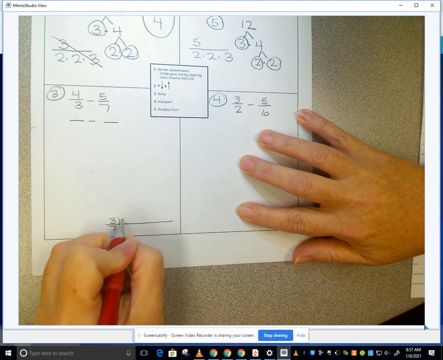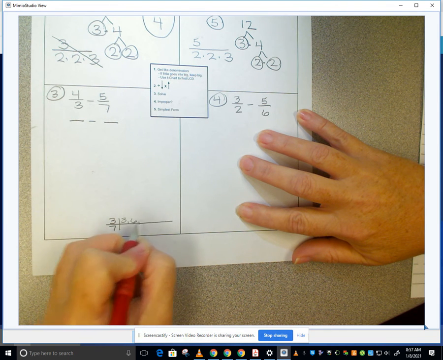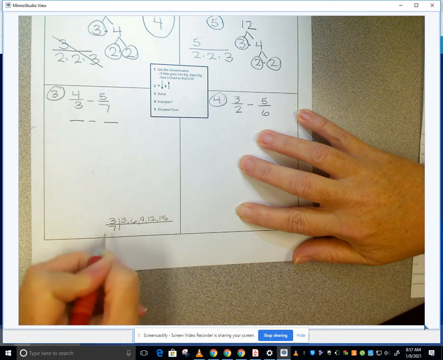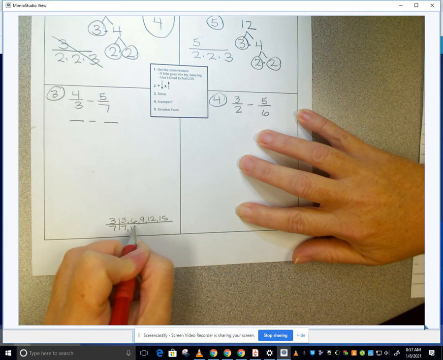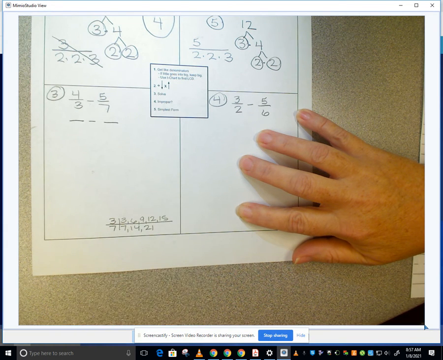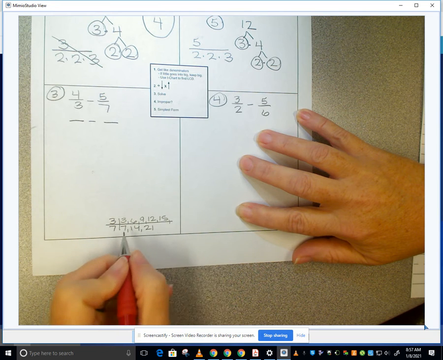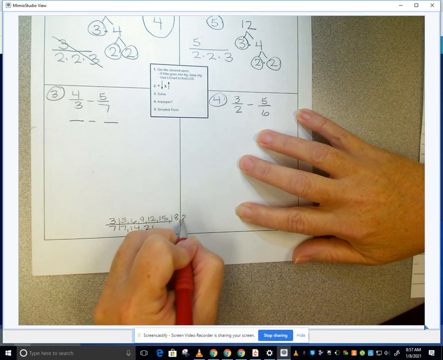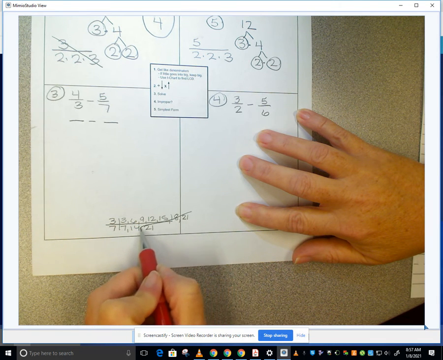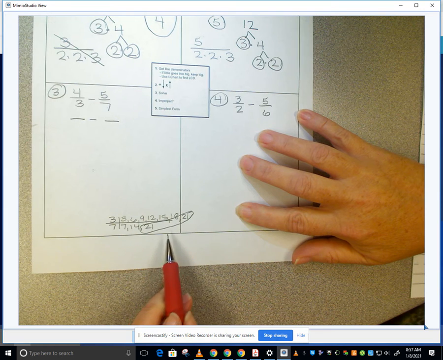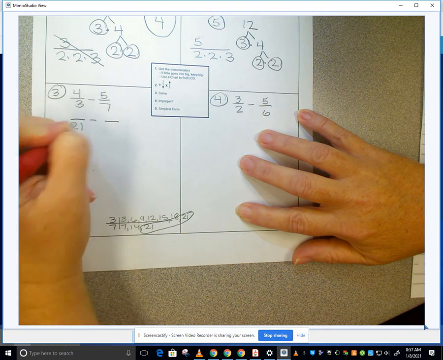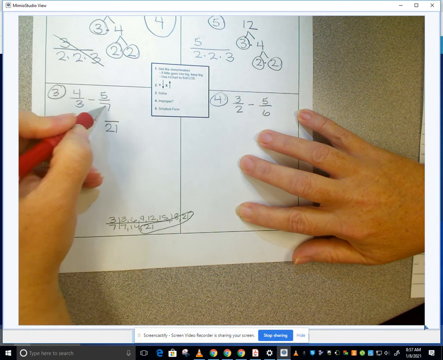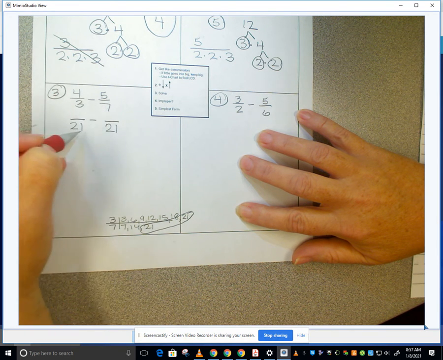So let's go 3, 6, 9, 12, 15. Let me try 7. 7, 14, 21. Okay, let me get a little higher here. 15, 18. Oh, 21 there. Okay, good deal. So 21. Now, some people say, well, we could have just multiplied those, couldn't we, and get 21? You sure can. You can multiply your denominators to get a denominator down here anytime.